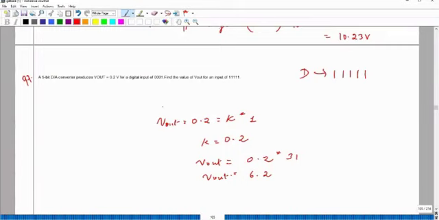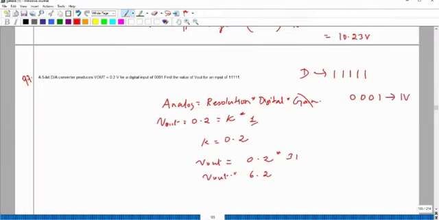For this analog, we know that analog voltage is equal to K, where K means resolution. So analog voltage is equal to resolution into digital input into gain. This is your formula. Here gain and all they haven't given. So what is the digital input? The digital input is 00001. So what is 00001? That is 1, right?